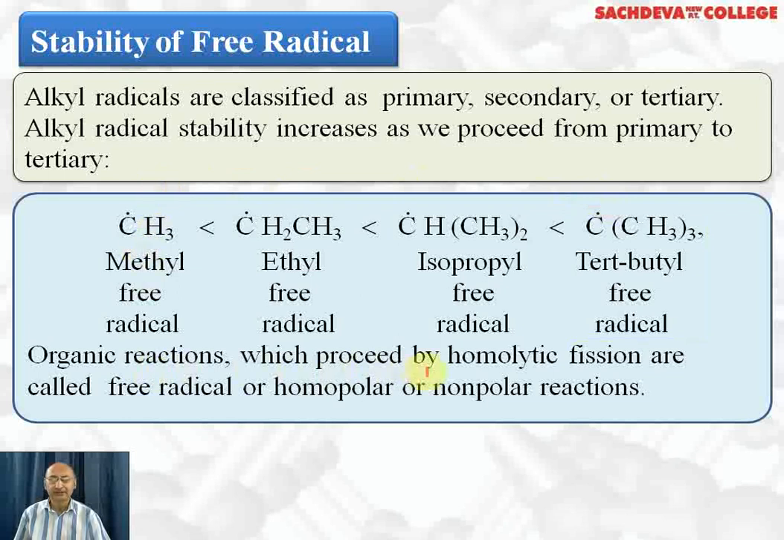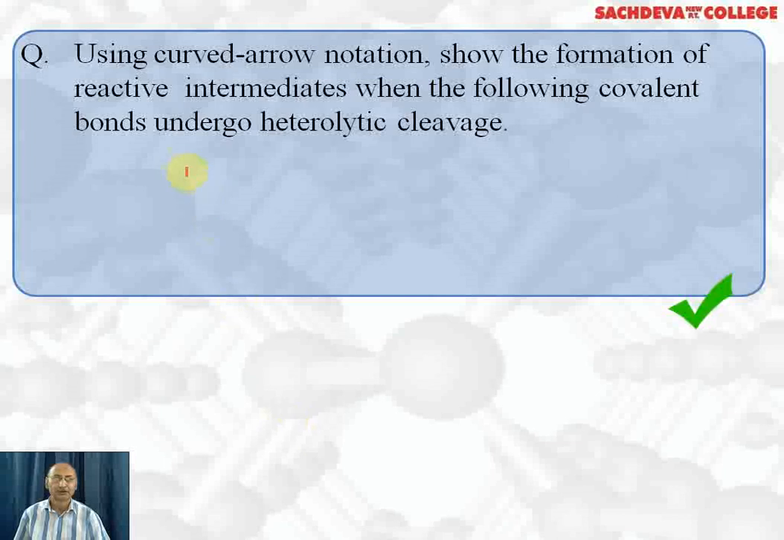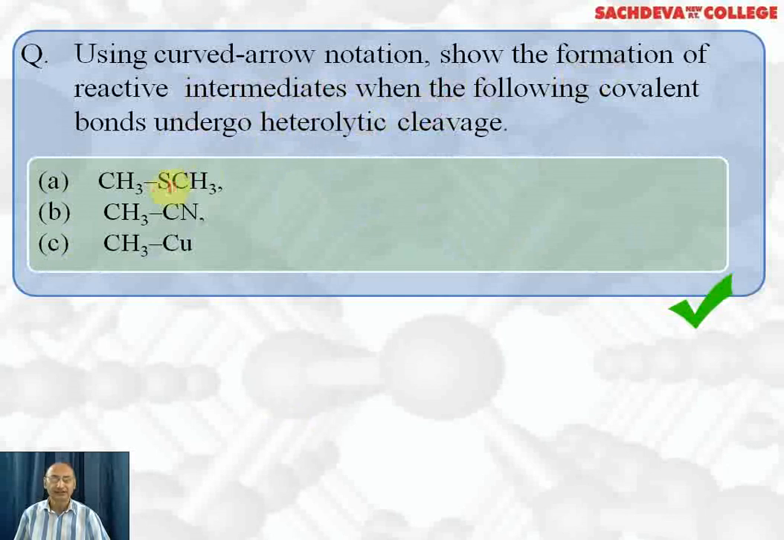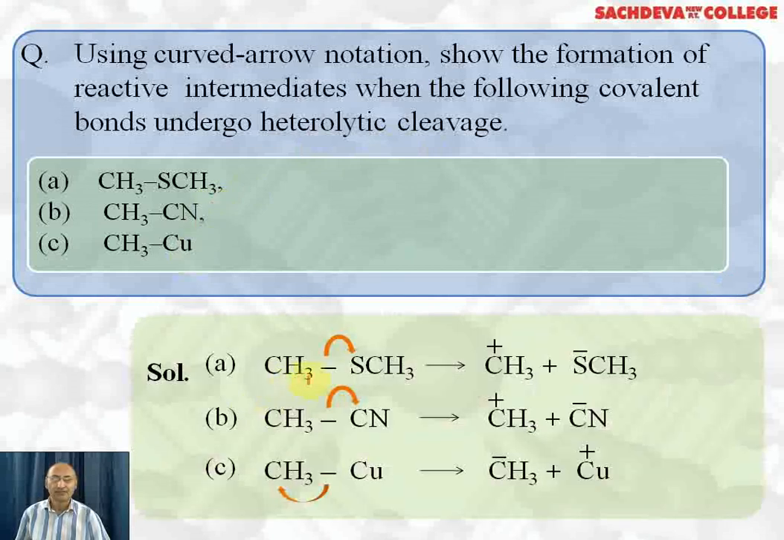Organic reactions which proceed by homolytic fission are called free radical or homopolar or non-polar reactions. Using curved arrowhead notation, show the formation of reactive intermediates when the following covalent bonds undergo heterolytic cleavage. Heterolytic cleavage takes place when there is a difference in electronegativity. For example, here the curved arrowhead is shown towards the more electronegative atom.